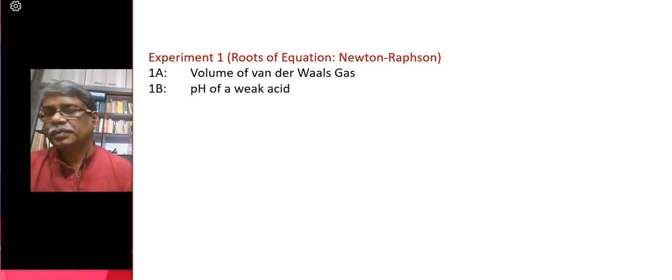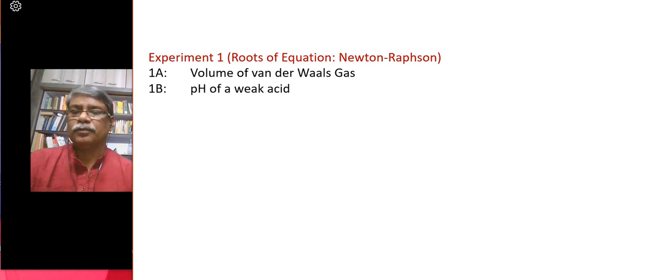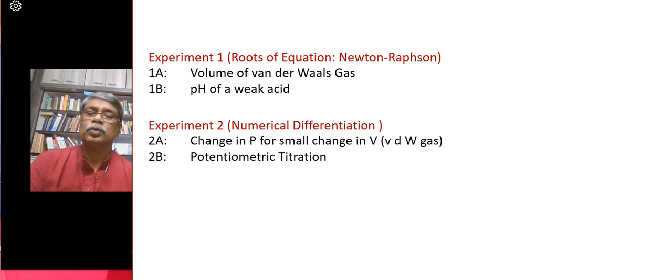It consists of 2 experiments. 1A, volume of van der Waals gas, that means finding the root of the van der Waals gas equation of state. And 1B, pH of a weak acid. And then experiment 2, numerical differentiation. Again, there are 2 experiments. 2A is finding the variation in pressure for a small change in volume for van der Waals gas. And 2B, it's a potentiometric or you can say pH metric titration.